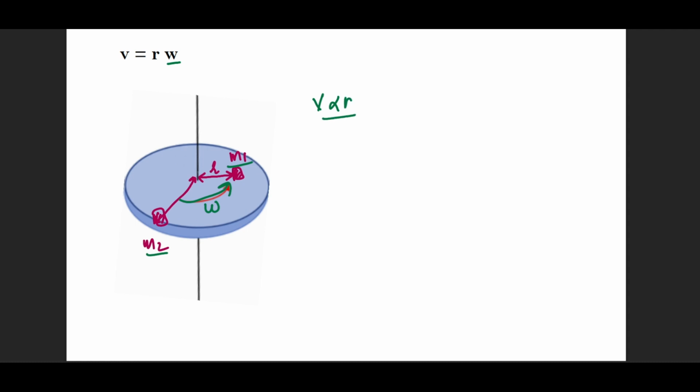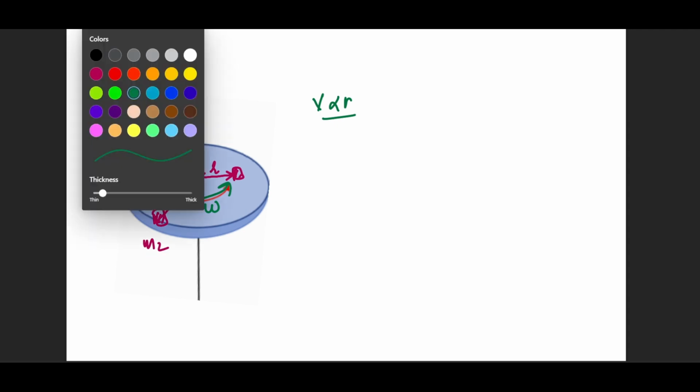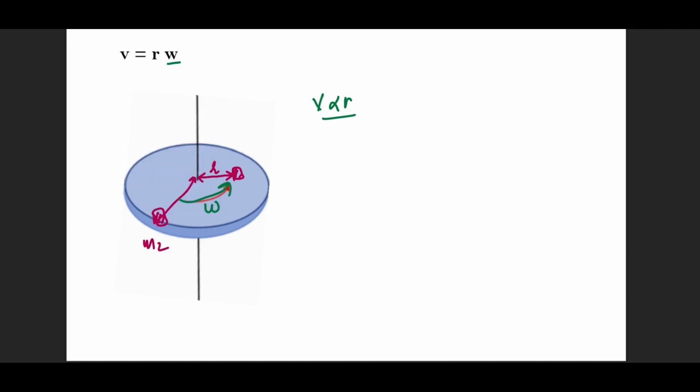What does this mean? It means that if you change the radius, or the distance of that object from the center, its tangential velocity will change. And that is quite evident from the system as well. We can see that for m1, the radius is smaller, so its tangential velocity will be lower. It will be moving with a smaller velocity. For m2, the radius is much larger. So when the radius increases, the velocity increases.